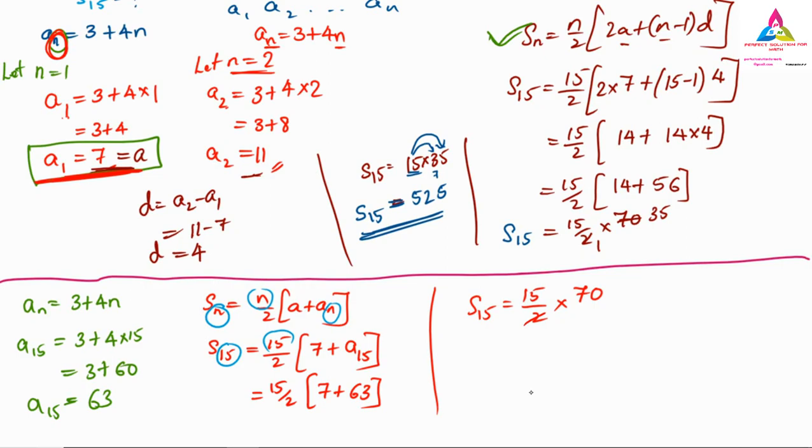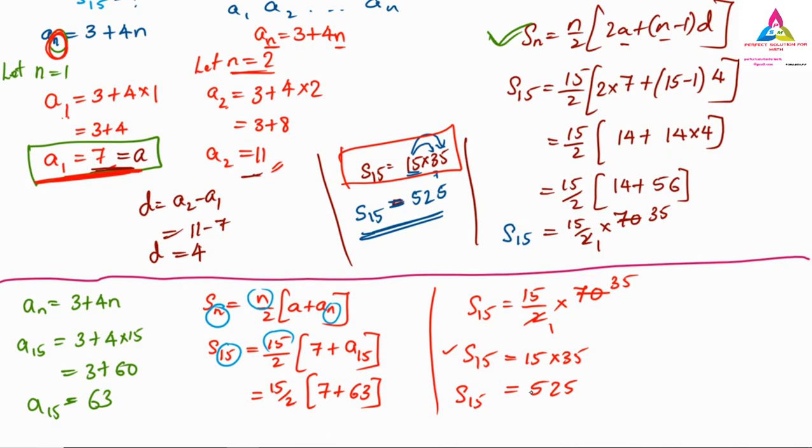2 ones are 2, 35s are 35. Again you can see the same process we got. Previously we have done this. Yes, here you can see S15 is equal to 15 into 35. Here also S15 is equal to 15 into 35, that is nothing but 525. So we got the same answer in both the cases.